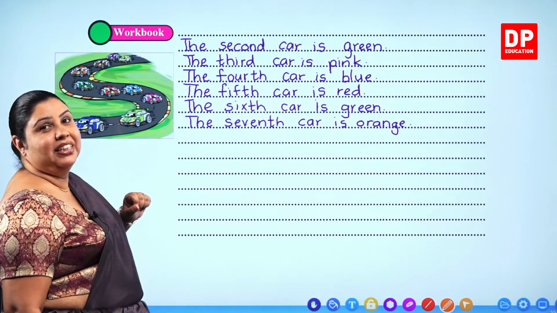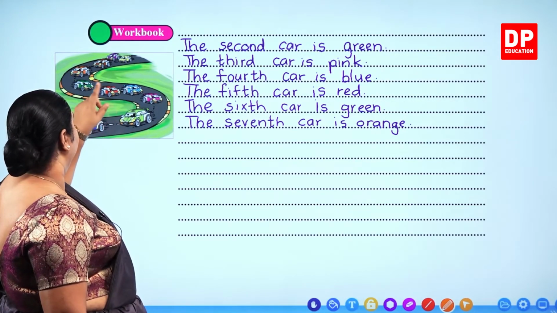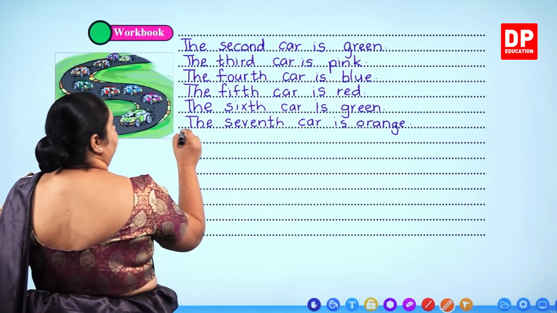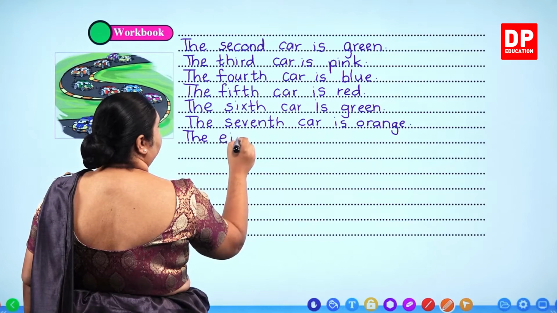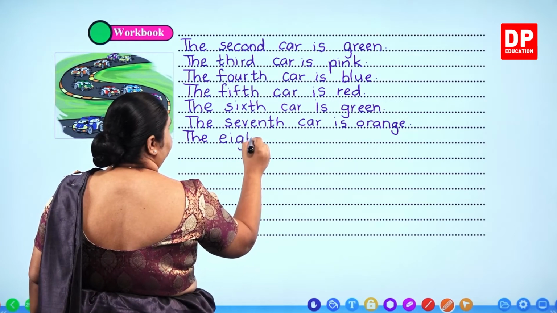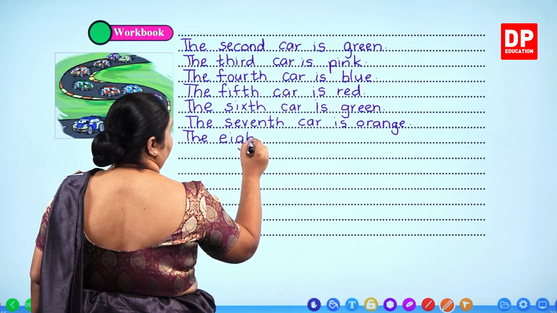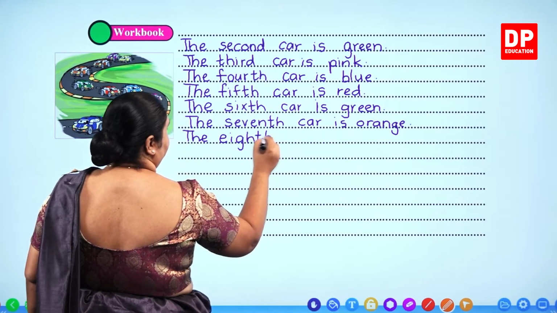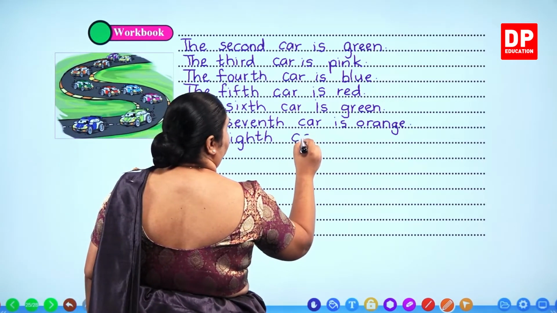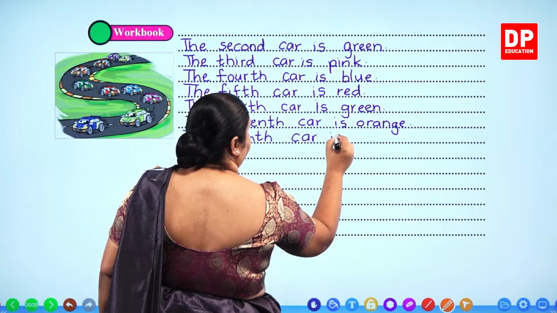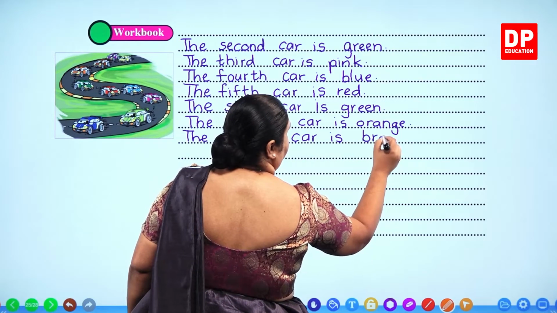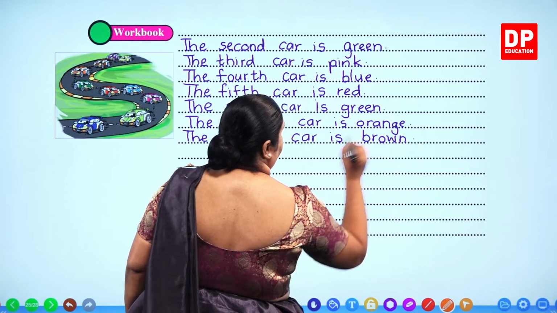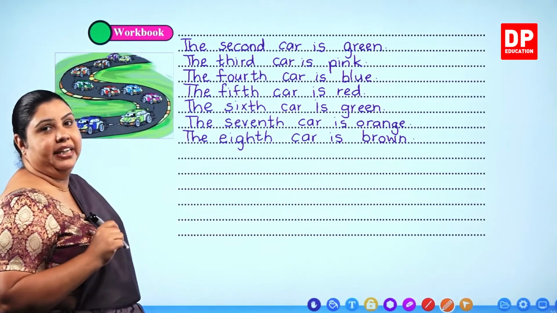Then we are moving on to the eighth one. What is the color of the eighth car? It is brown. The eighth car. The eighth. The eighth. E-I-G-H-T-H. The eighth car is brown. Right.